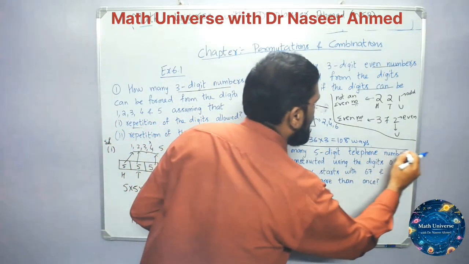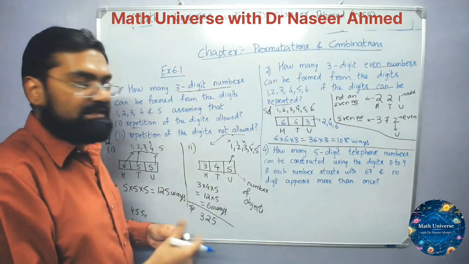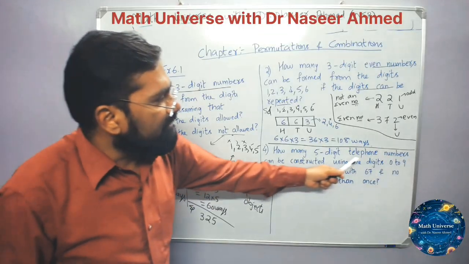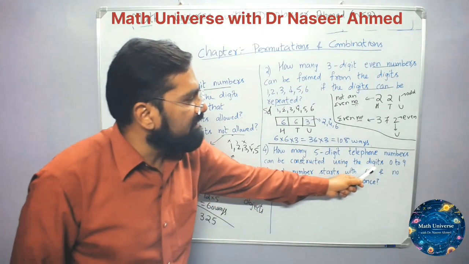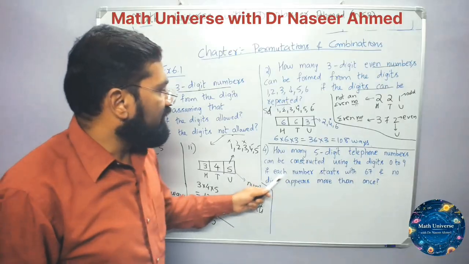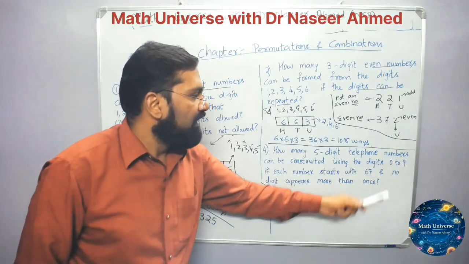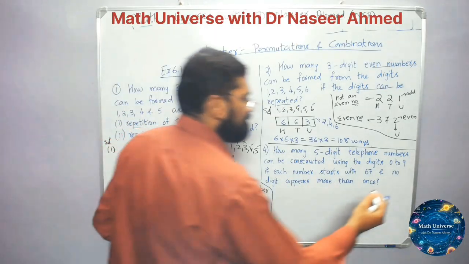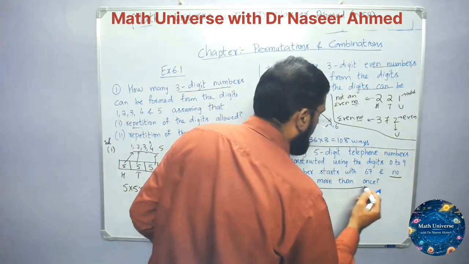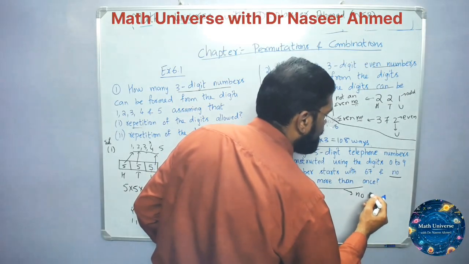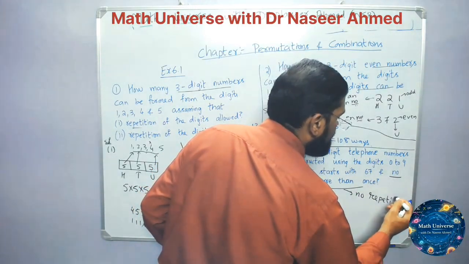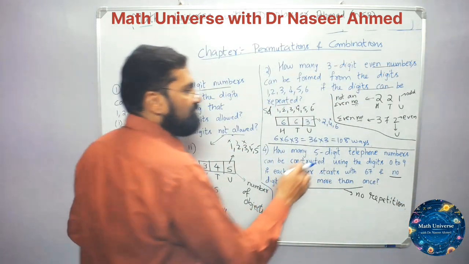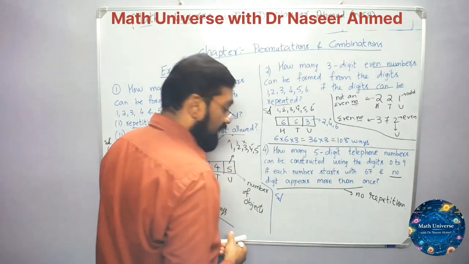Purposefully I have taken all the problems on numericals, where we are arranging a 3-digit number, 4-digit number like that. Now you see this. How many 5-digit telephone numbers can be constructed using the digits 0 to 9, if each number starts with 6, 7 and no digit appears more than once? What is the meaning of this? No repetition. Repetition is not allowed. Since I want a 5-digit number, I will go for 5 boxes.